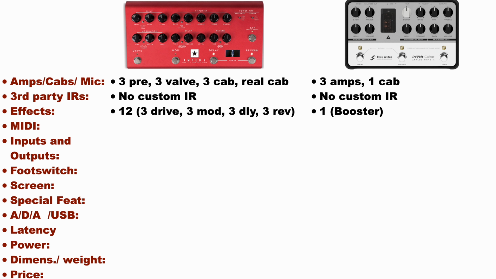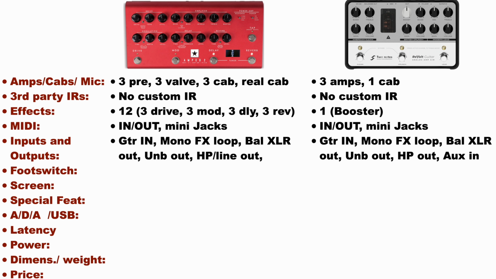In terms of effects, the Amped 2 offers 3 drives, 3 modulations, 3 delays and 3 reverbs. And please notice that the modulations, delays and reverbs are mono, where the ReVolt offers a booster and no other effects. Both the units offer MIDI jacks via mini jacks.